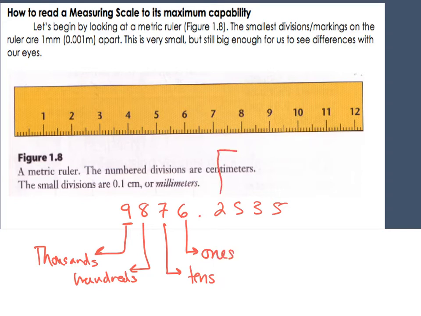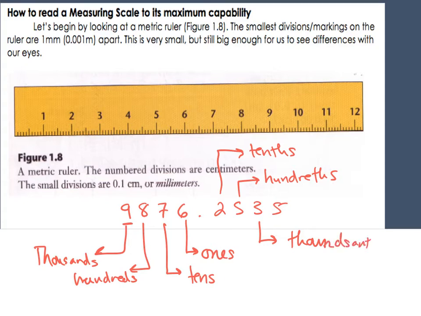On the other side of the decimal, I have this 2, which is in the tenths place. 5, which is in the hundredths place. The 3, which is in the thousandths place, and the 5, which is in the ten-thousandths place. All right. Many of you probably know this instinctively just from years of being in school, but if you don't know those place values and what they're called, you should. So make sure you understand what those different things are called along the way.